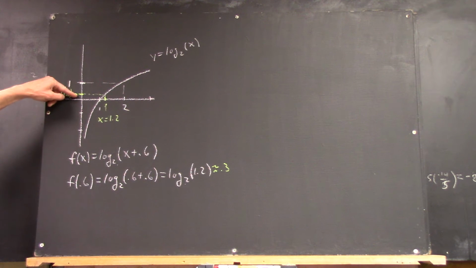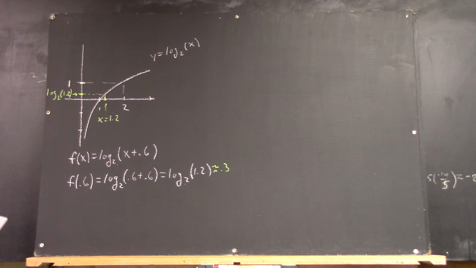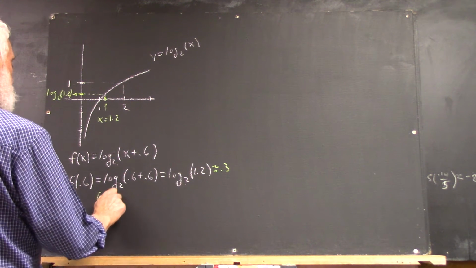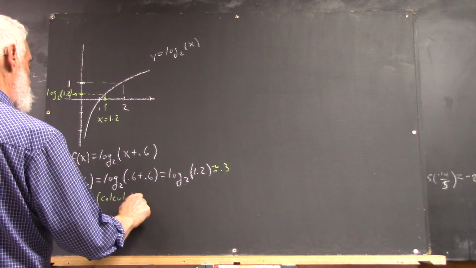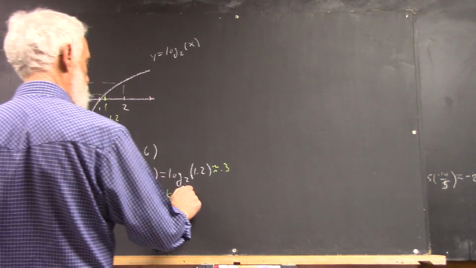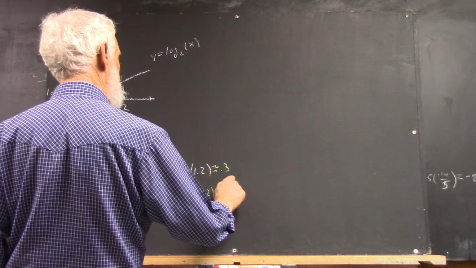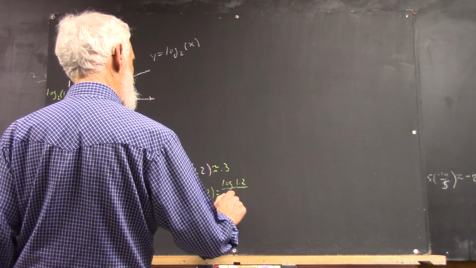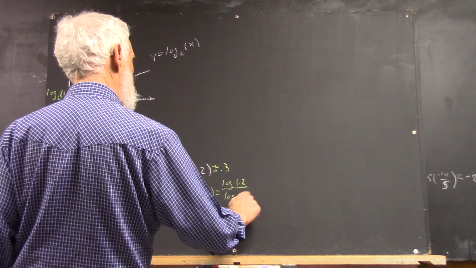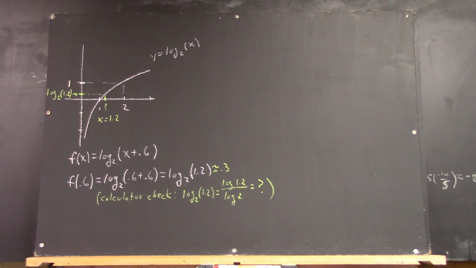Because here's 0, here's 1, this is much closer to 0. Looks like about a third of the way. So I'm going to just say 0.3. Okay? Now, you could do your calculator, and you can plug that in and see how close you were.